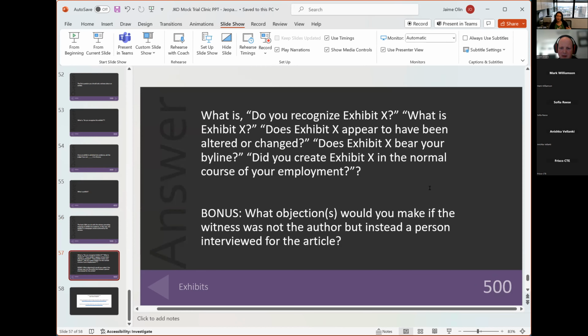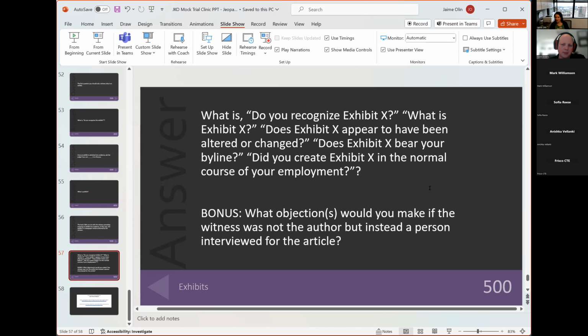So yeah, you could go through some questions like, do you recognize this exhibit? What is this exhibit? Does it appear to have been altered or changed? Does it bear your byline, which is a fancy way to say, are you the author of this article? Did you create it in the normal course of your employment? Questions like that, so that the other side won't really have a good opportunity to object and say that it's not authentic or it's not what it seems to be.